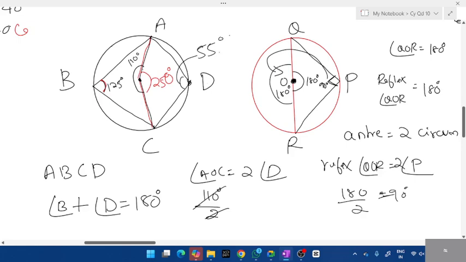They might twist and turn. They might give you questions like this: top and bottom, left and right. Concept is the same. Center, circumference, reflex angle, and normal angle.